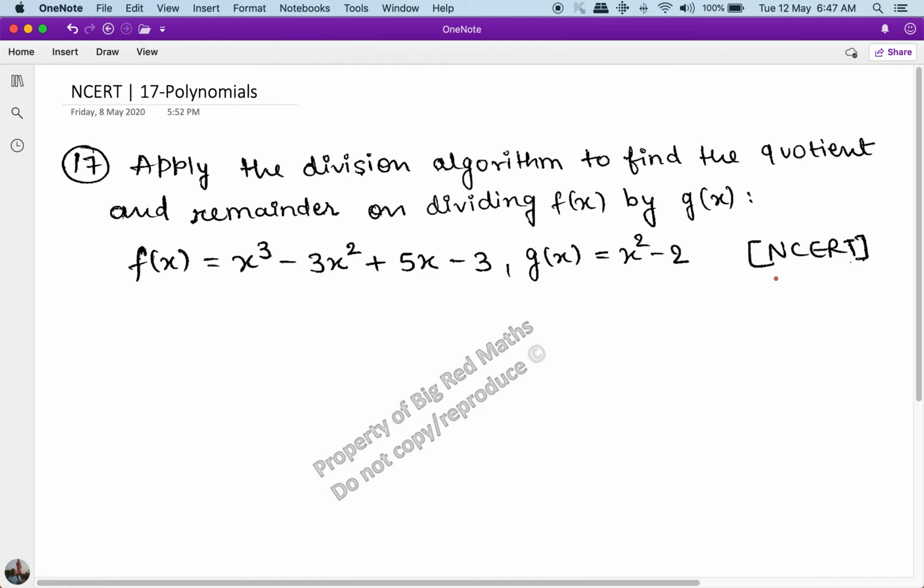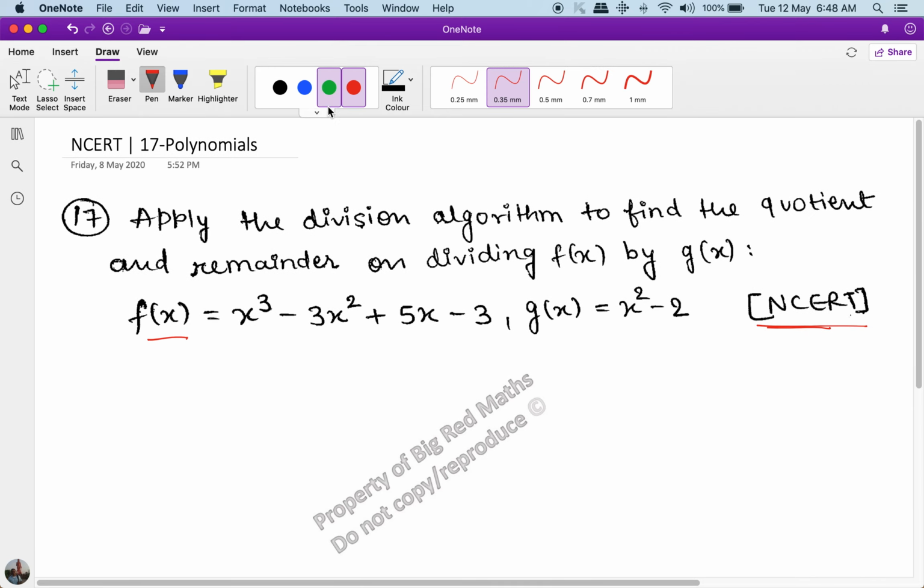And this question is taken from the NCERT textbook. Now this question says: apply the division algorithm to find the quotient and the remainder on dividing f(x) by g(x), where f(x) is x cubed minus 3x squared plus 5x minus 3, and g(x) is x squared minus 2. So let's start solving this one.